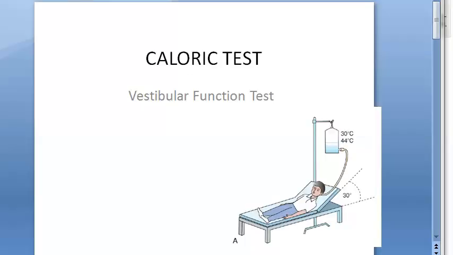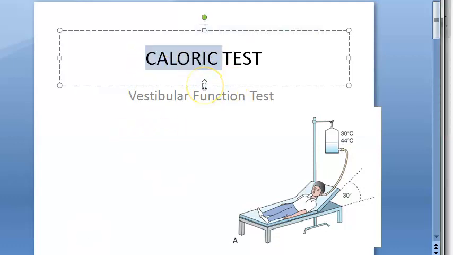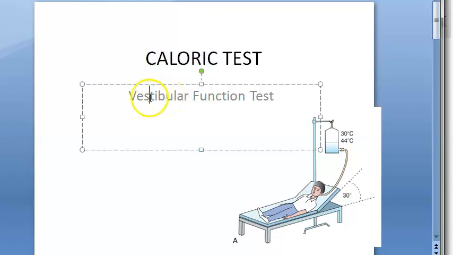Hello people, in this video let us look at this caloric test. Basically we are in ENT, in the ear. We are understanding the ear. In the ear, there are two functions: one is balance and the other is hearing. So the ear doesn't just do hearing, it also helps in balance and other things. That is the vestibular function.